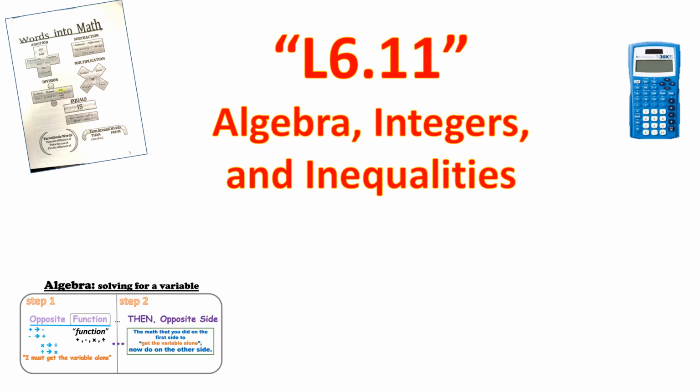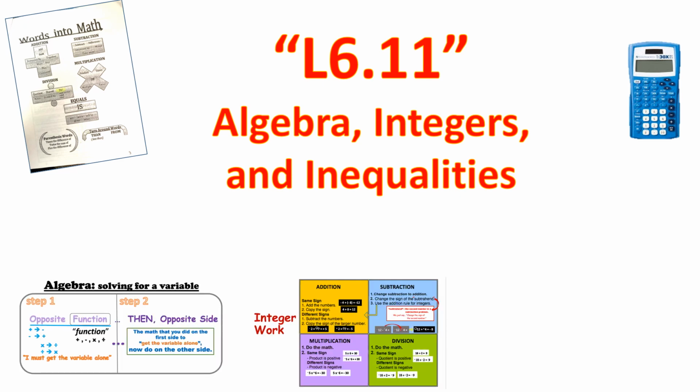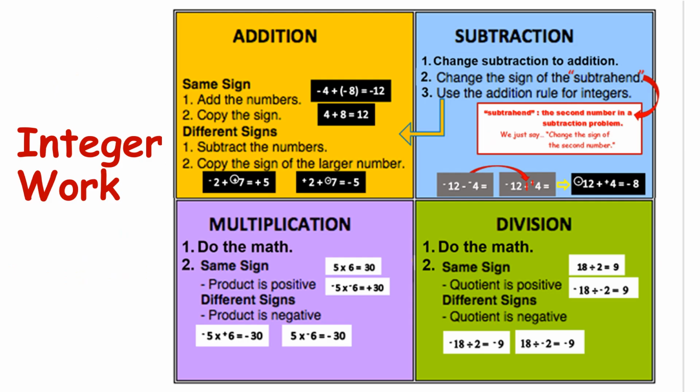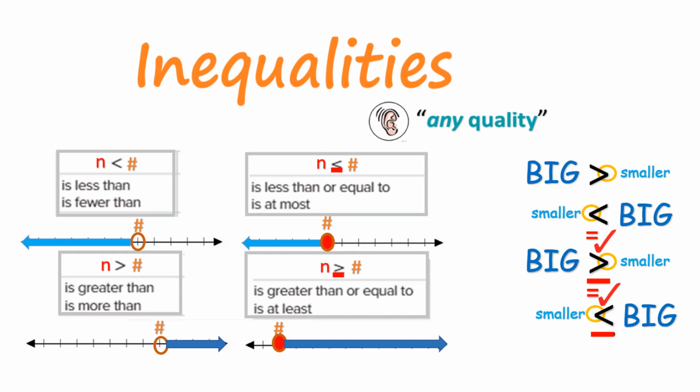We're going to mix in algebra, we're going to be doing integers, and then we're going to be plotting an inequality. Remembering on algebra, we simply do the opposite function on the side where the variable is, then we do it on the opposite side. When we're doing integer work, we have to make sure that if we have a positive and a negative, we know how we're supposed to do the adding, subtracting, multiplying, and dividing. And then once we get it all finished, we'll have an answered inequality as to what the variable can be equal to. And then we have to be able to graph it correctly.